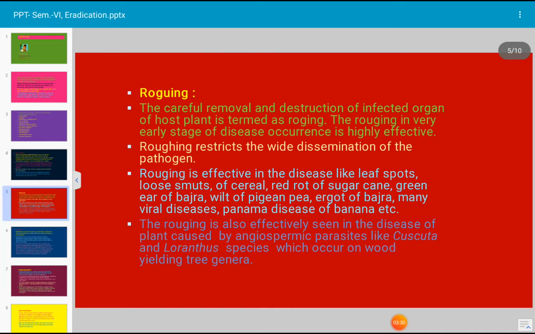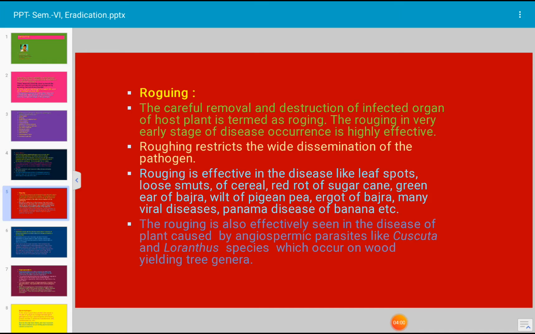Next, roguing. Concept of roguing for eradication of the pathogen. The careful removal and destruction of infected organs of the host plant is termed as roguing. Roguing in the very early stage of disease occurrence is highly effective. Roguing restricts the wide dissemination of the pathogen.